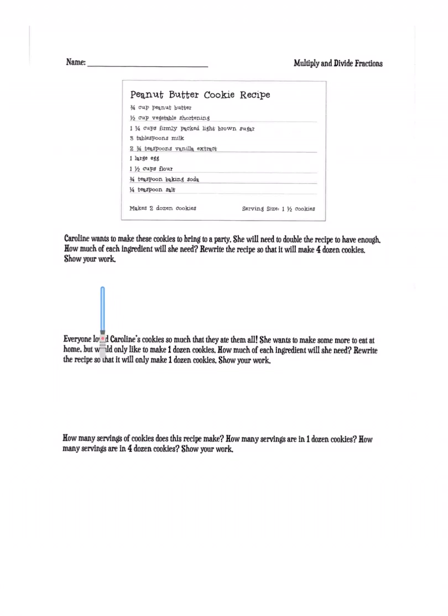The first section asks us to figure this out. Caroline wants to make these cookies to bring to a party, and she'll need to double the recipe to have enough. How much of each ingredient will she need? Rewrite the recipe so that it will make 4 dozen cookies. The first thing I want you to do is draw a picture to represent what's happening in the problem. This is something I'm going to be looking for when I grade your work, so make sure that you pause the video and take time to make a quick sketch.